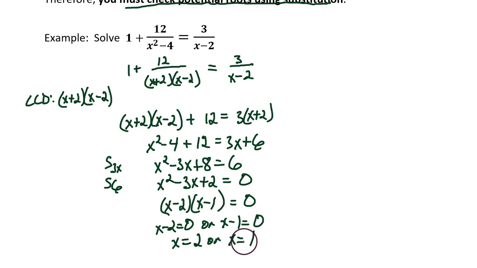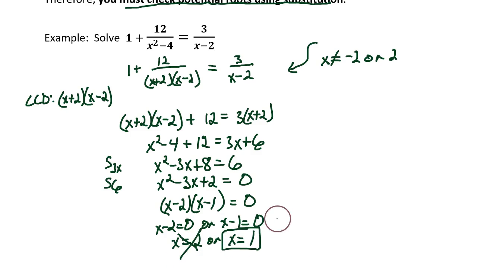But remember, for this section, because there are variables in the denominator, there are restricted values in the domain. Back in this step, we can identify that x cannot equal negative 2 or positive 2. One of the answers we got through the solution process is restricted. You need to cross out that answer, and the one that remains is the solution to the equation.